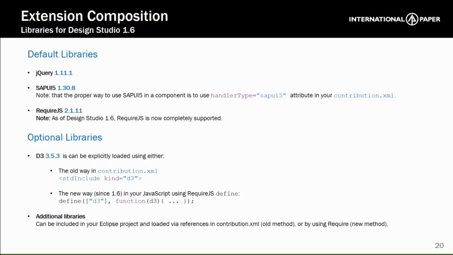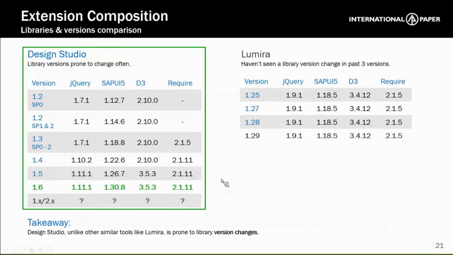And like I mentioned, you can include your own libraries. Feel free to do so. Just throw them in your Eclipse project and reference and load them like I'm talking about here with Require. The whole point of Require is you don't have to rely on global objects anymore. So without disrupting other components using older versions of, in this example, D3, you can pull in newer versions and isolate them in scope, and that's the whole point of using Require.